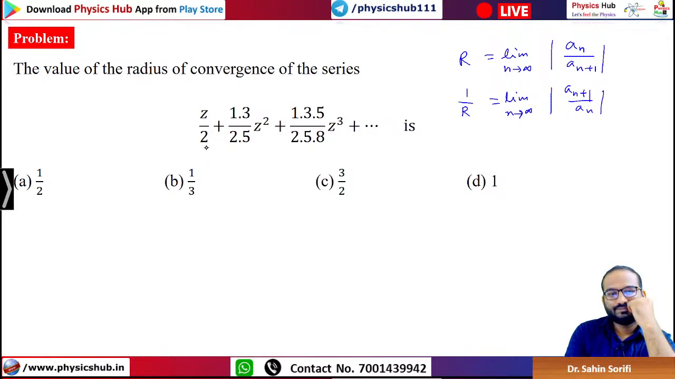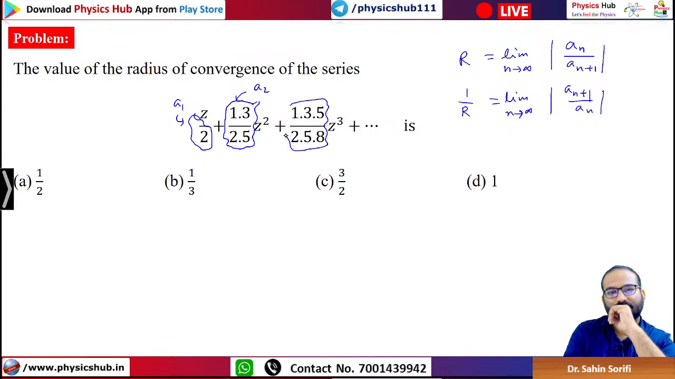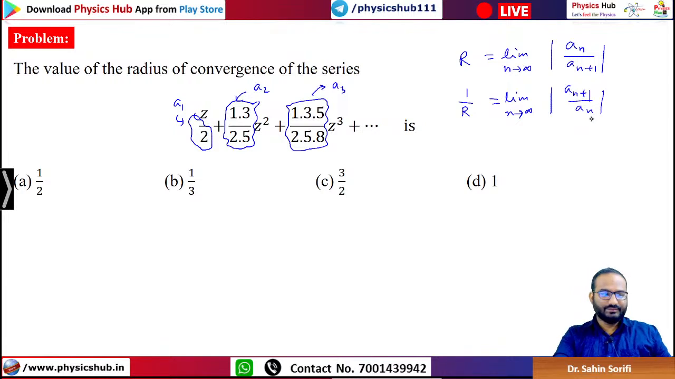This is a1, a1 is half, a2 is this thing, a1 is half, a0 is 0, a2 is this, this is your a3. So finding a pattern, you calculate a_(n+1), then you find a_n, take the ratio. First find a_n.